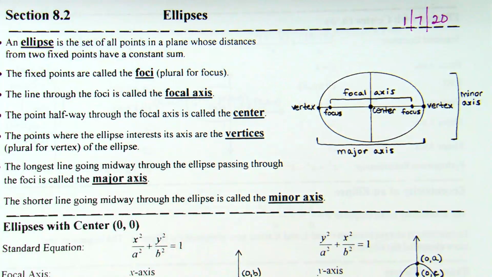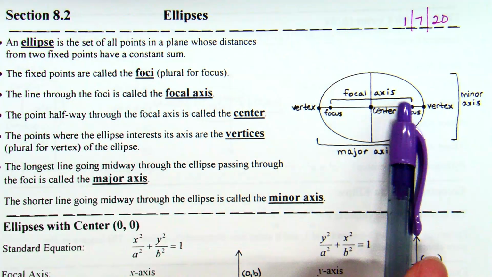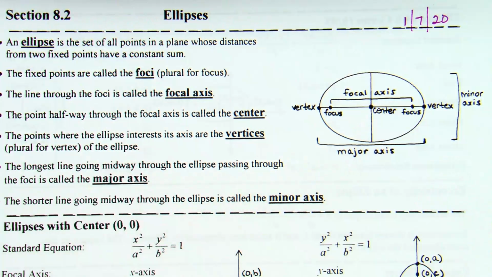Now, keep in mind, does my ellipse have to lie horizontally? Could that major axis be the vertical one? And it can. So just like our parabolas could open up or down or left or right, my ellipses can have the major axis being the horizontal one, or the major axis could be the vertical one. Okay, so major axis, minor axis. You've got your focal axis that goes from foci to foci, or focus to focus. Center is in the middle, and your vertices are at the ends of the major axis. And that focal axis lies on the major axis.